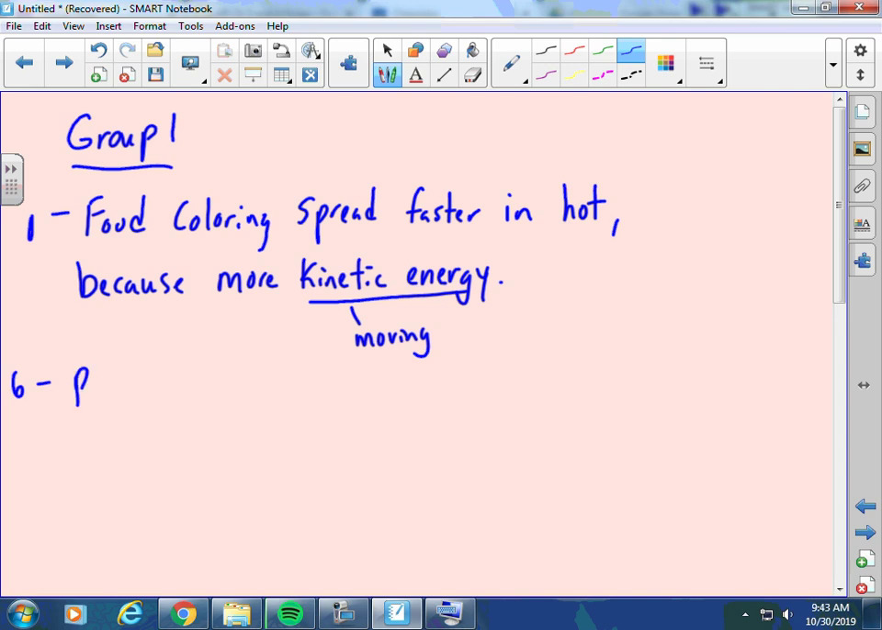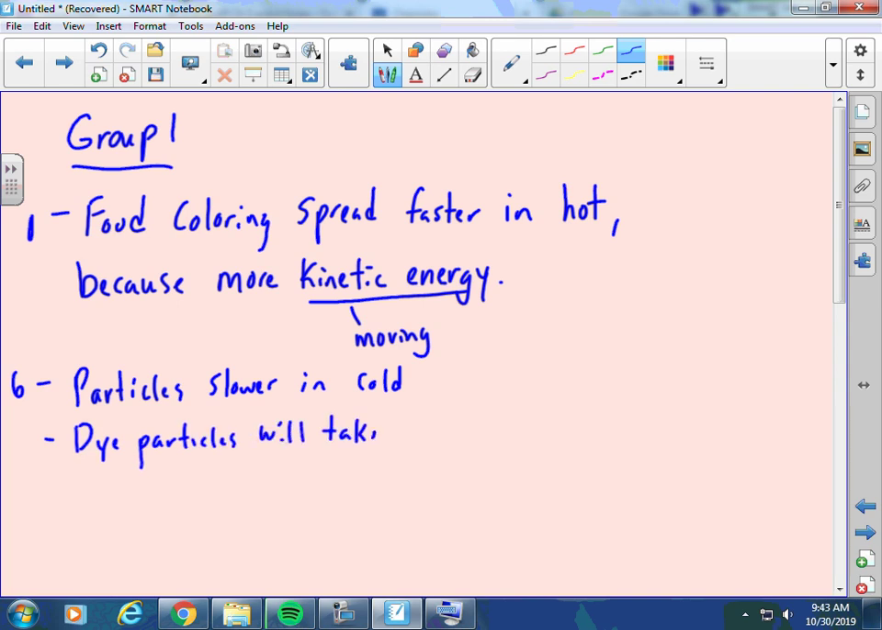Excellent. So particles slower in cold, and they also said that the dye particles, is that what you said? Dye particles will take longer to spread. Okay? So like I said yesterday, we always want to ask why. So these seem to go along with each other. Group 1 said food coloring spread faster in hot because more kinetic energy, moving energy. And then table 6 said the particles are slower in cold, so that would be in agreement with what table 1 said.